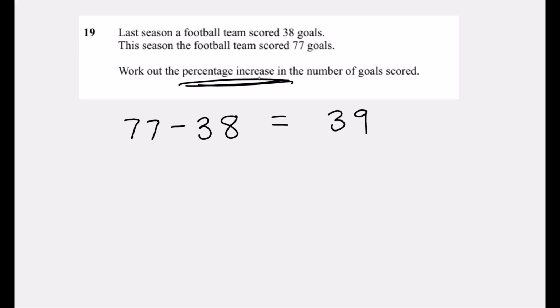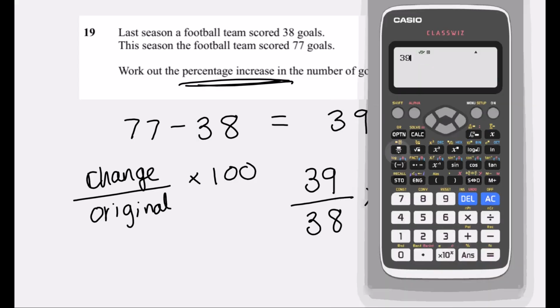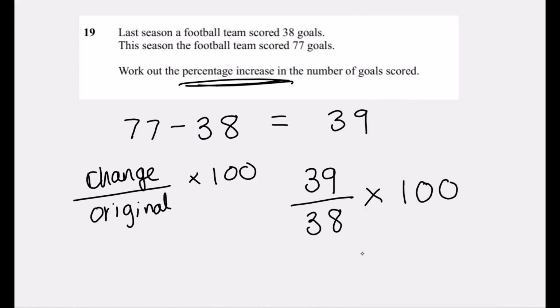We want the percentage increase. So it's going to be how much it's changed by. What's the increase, divided by the original amount, times 100 to make it a percentage. So it's increased by 39. It was originally 38, and we're going to multiply that by 100 to make it a percentage. So 39 over 38 times 100, and that is 102.6.